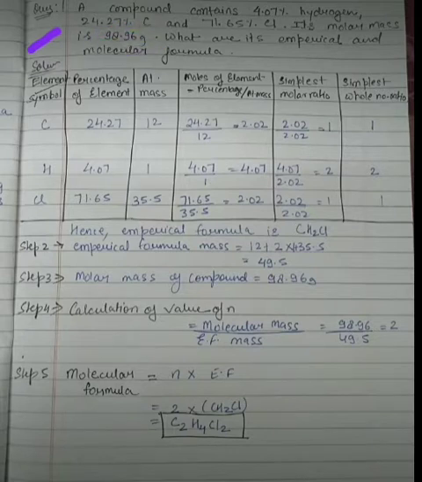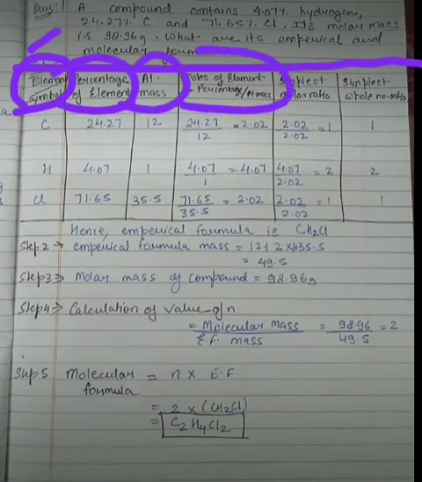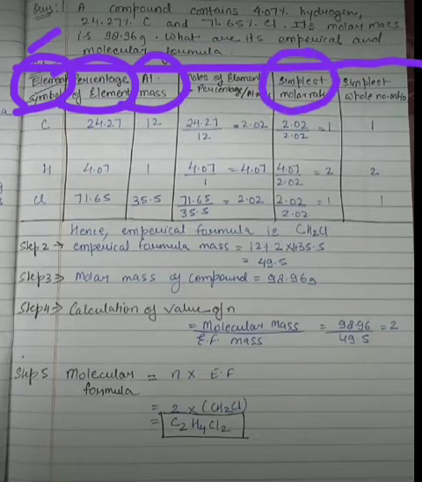So students, what you have to do is make a table. In the table you have to list the following data: the element and its symbol, then the percentage of the element, then the atomic mass, then you have to calculate moles of the element. For calculating moles, percentage upon atomic mass is used. Then you get the simple molar ratio, and if it is a whole number, it is also termed the simplest whole number ratio.